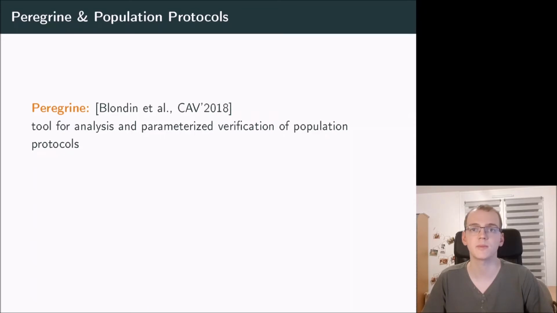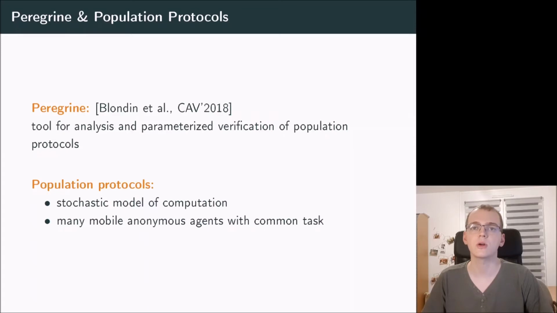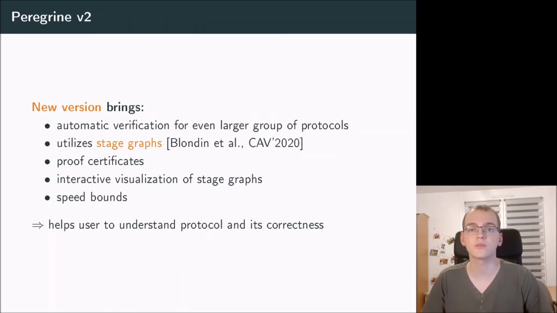et al. Population protocols are a model of computation in which mobile anonymous agents interact stochastically to perform a common task. In this new and improved version of Peregrine, we extend the automatic verification to an even larger group of protocols. This is achieved by using a novel technique based on the theory for stage graphs that was developed in ATVA'2020. Stage graphs are proof certificates that verify the correctness of population protocols.